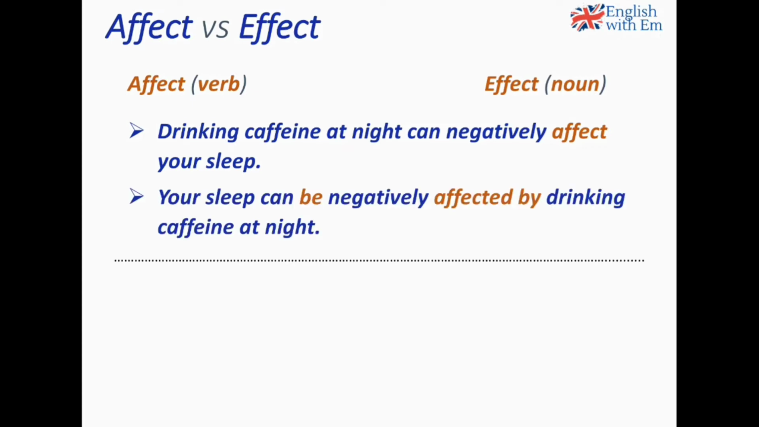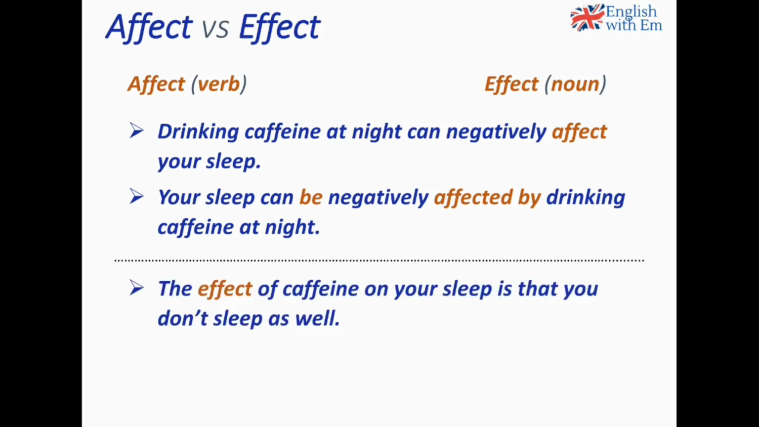Your sleep can be negatively affected by drinking caffeine at night. So here we have the example of the passive, which is very, very typical. And we form the passive with the verb to be, the past participle, affected, and the preposition by.